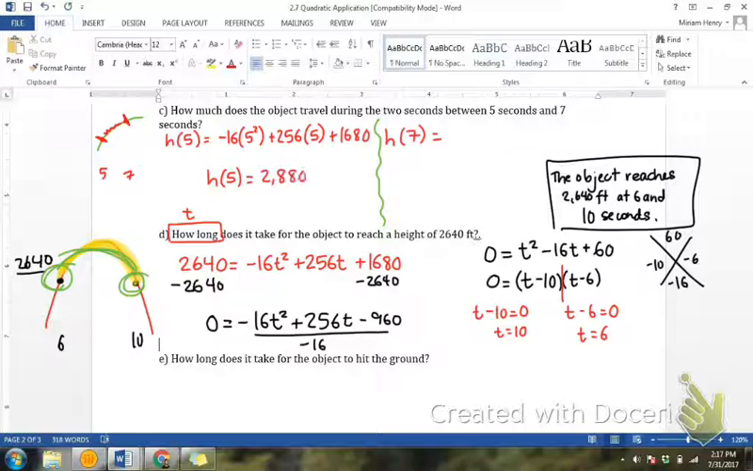Cade, what'd you get after 5 seconds? 2,880. Does anyone else agree with that? The height after 5, hang on. Height after 5 seconds? Let's see. Crystal, what'd you get for the height at 5 seconds? 2,560. 2,560 after 5 seconds? Yep. Anybody else?